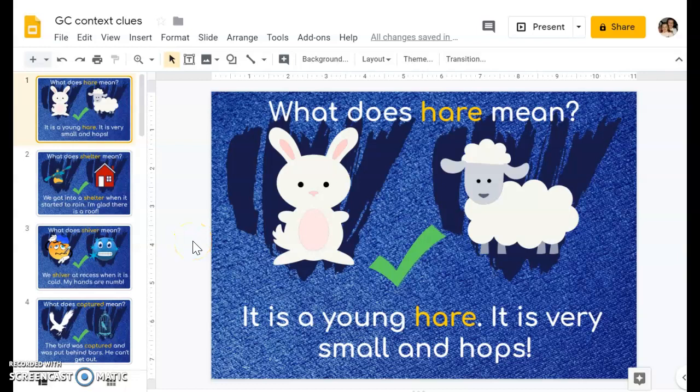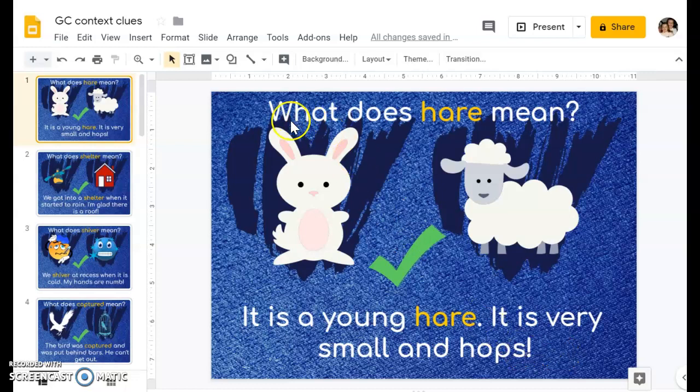Today we're going to be looking at context clues, and context clues helps us figure out a word that we don't know. That means we're going to have to read around in the sentence that's given or use a picture clue or anything else that we can read or see on our page to try to figure out the vocabulary word that we don't know.